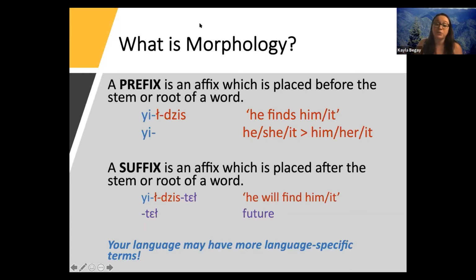Now I want to note though, these are some basic morpheme types, but your language may have more language-specific terms than this. For example, I know that this suffix here, teth, is encoding time, like future. Well, this is true of Wailaki and Hupa, but in Yurok, for example, it's a separate word that encodes time, and that often comes before the verb. They're called preverbs, and that's something special to Yurok, that term. So your language might have language-specific terms that are important to know. But some basic ones, they're here.